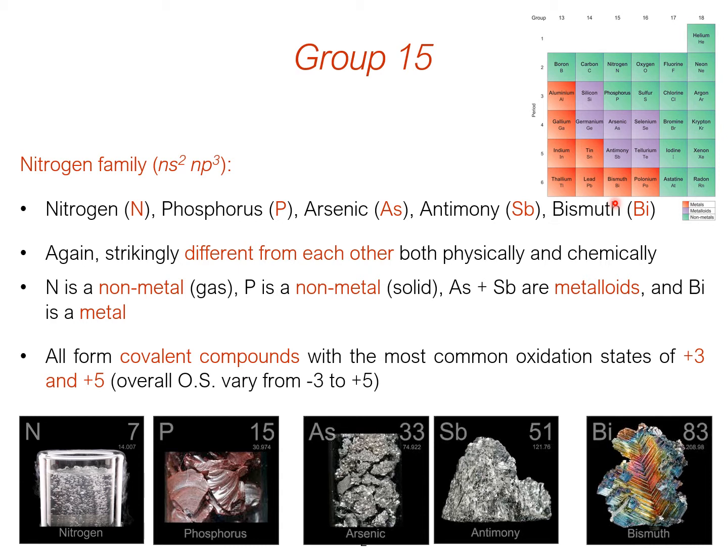Now with this far over the P block, all the compounds are covalently bonded. And the most common oxidation states are +3 and +5. Now this is the last group where the inert pair effect has an effect. So +3 is more common at the bottom because of this, and +5 is more common at the top. But there's a really wide range of oxidation states possible in group 15, from -3 to +5. And we'll see with nitrogen over the next few slides that it has loads of different oxidation states.